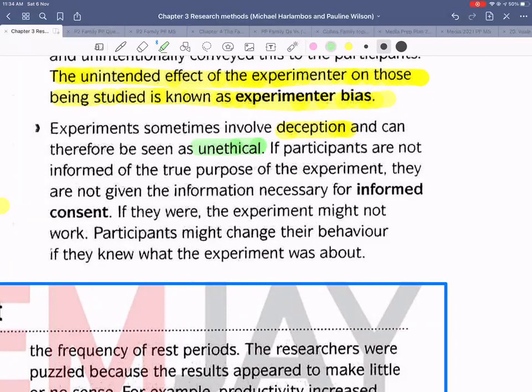If participants are not informed of the true purpose of the experiment, they're not given the information necessary for informed consent, right? Ideally, an experimenter should be taking consent from participants before the research is conducted on them or data is collected from them. If they did, the experiment might not work.